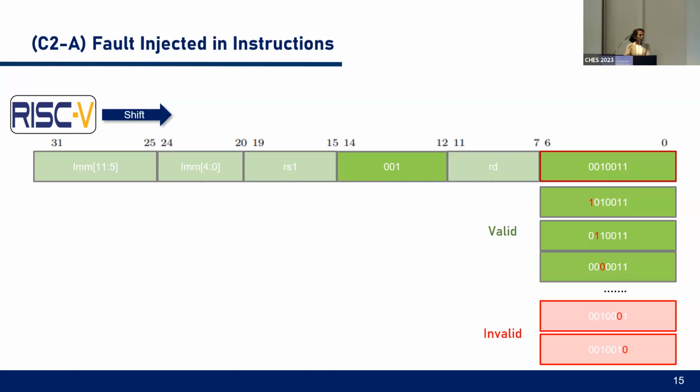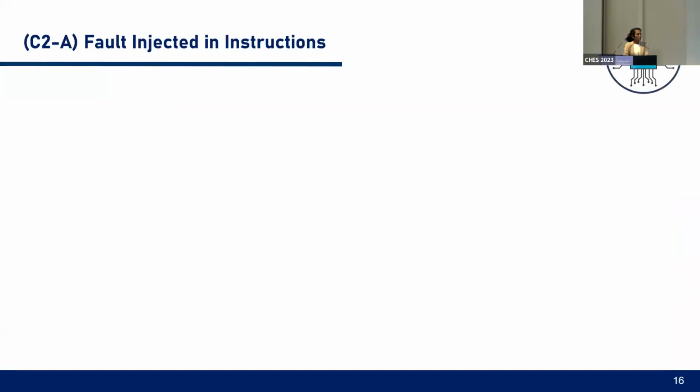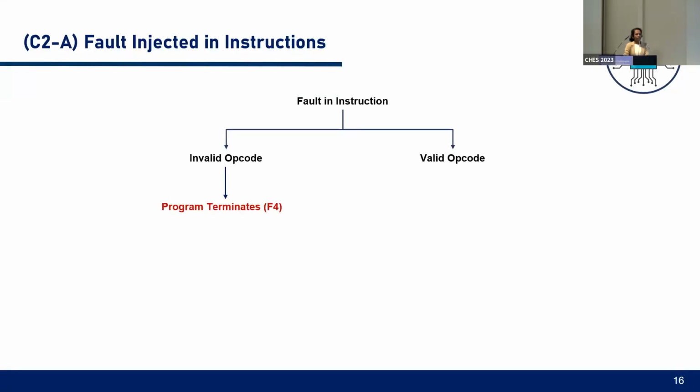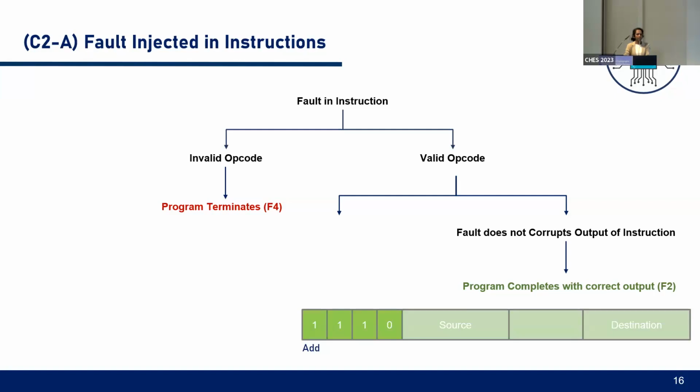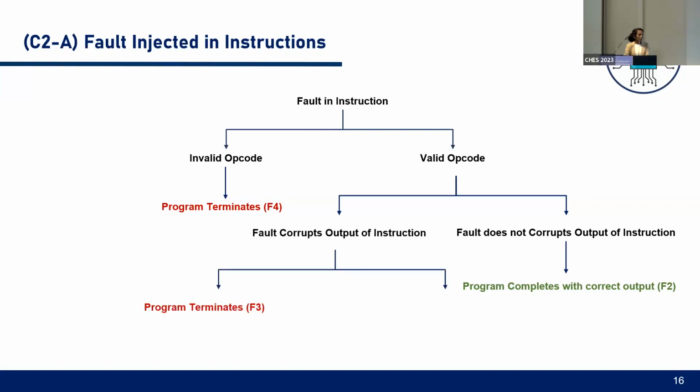So from MSP 430 to RISC-V, it's clear that RISC-V has more invalid opcodes compared to the MSP 430. This varies depending on the encoding scheme of the architecture. But this is not the only case. Fault termination happens due to invalid opcodes, and a fault can also result in valid opcodes, which may not always result in a faulty ciphertext. It can result in cases where the fault does not corrupt the instruction output. For example, if it's an add instruction, even if we change a bit or multiple bits, the output can remain the same. Or it can corrupt the instruction output or result in program termination.